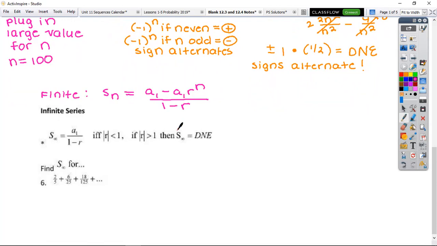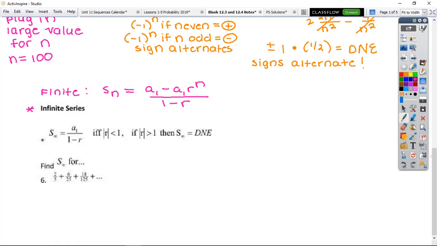And then we're going to talk about, well, what if it goes on forever? So here is the formula for an infinite series. And the deal is you can't do it if your r value is greater than 1. So your common ratio, this means if and only if, it has to be less than 1. If it's greater than 1, you just say your limit as n approaches infinity does not exist.